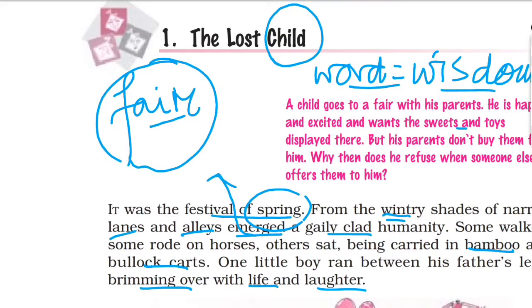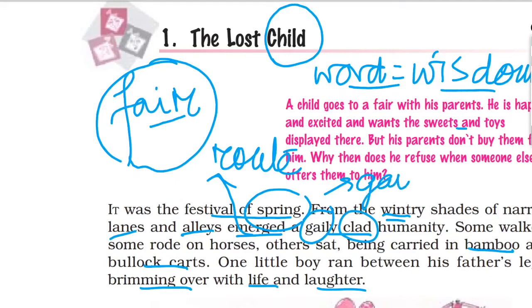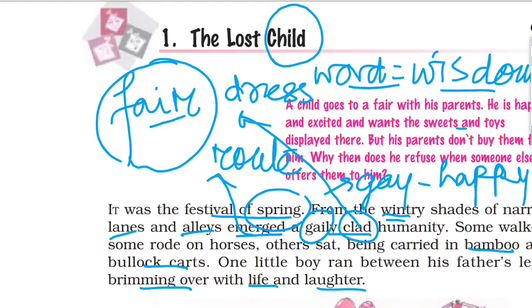From that particular shorter route, R-O-U-T-E route, came out a gaily clad humanity. Means gaily clad. Gay means happy. Clad means dressed, D-R-E-S-S-E-D, dressed. Humanity means all sorts of people with different colors of dresses, particularly new dresses. After wearing these, they are going to join that particular fair.